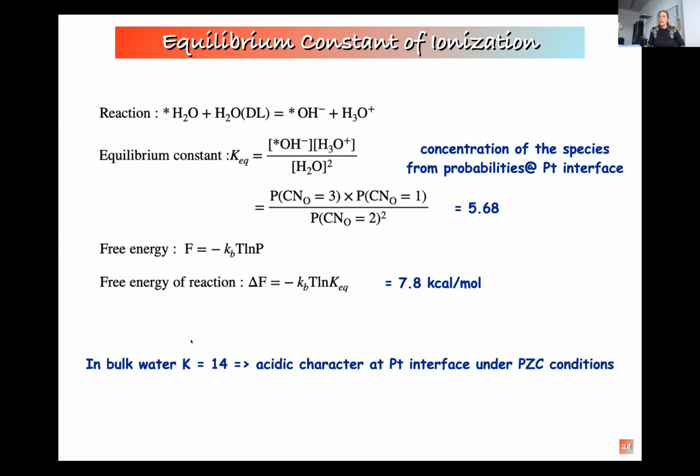In bulk, this constant would be about 14, telling us that at the interface we have sort of acidic water. On the other hand, at the potential of zero charge conditions, these effects are very short-lived, and under these conditions we have not seen real reactivity. But the question is, what happens if we now use an electrified model, like the one suggested by Jun Cheng, and we add ions in the double layer?